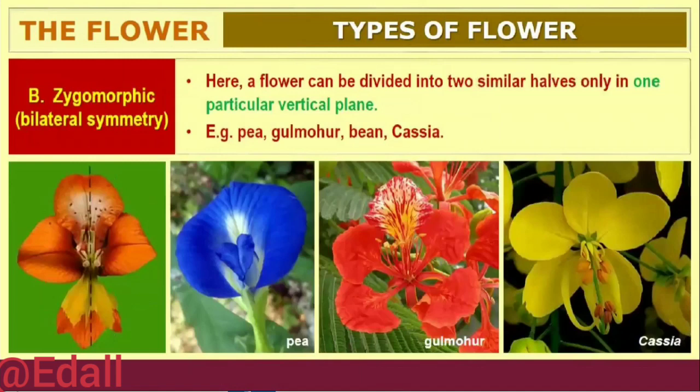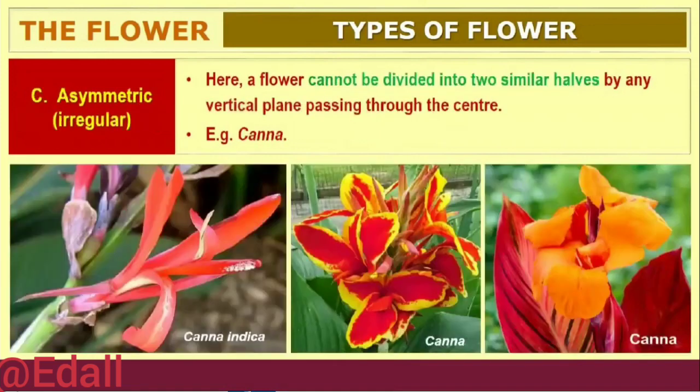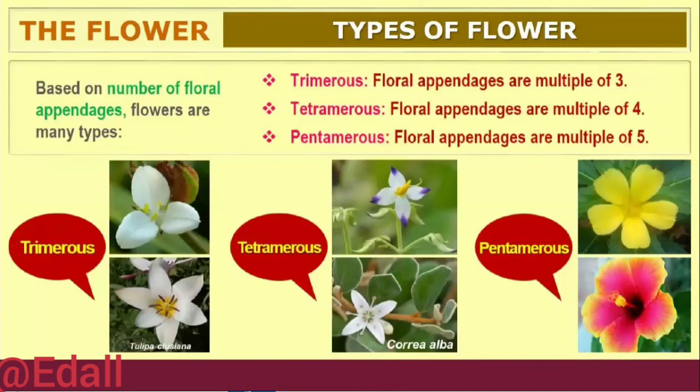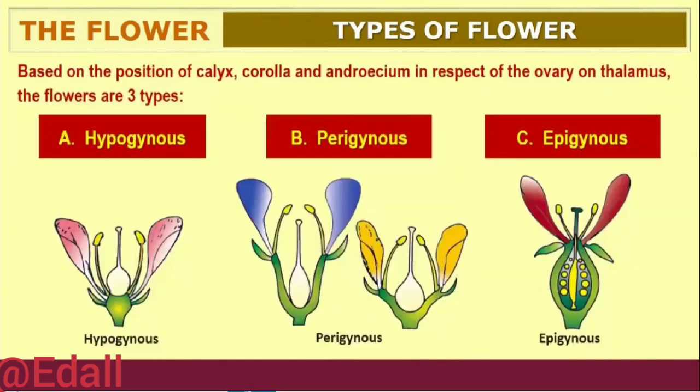When it can be divided into 2 similar halves only in one particular vertical plane, it is zygomorphic. For example, pea, gulmohar, bean, cassia. A flower is asymmetric, irregular, if it cannot be divided into 2 similar halves by any vertical plane passing through the center, as in canna. A flower may be trimerous, tetramerous or pentamerous when the floral appendages are in multiples of 3, 4 or 5, respectively. Flowers with bracts, reduced leaf found at the base of the pedicel, are called bracteate and those without bracts, abracteate.